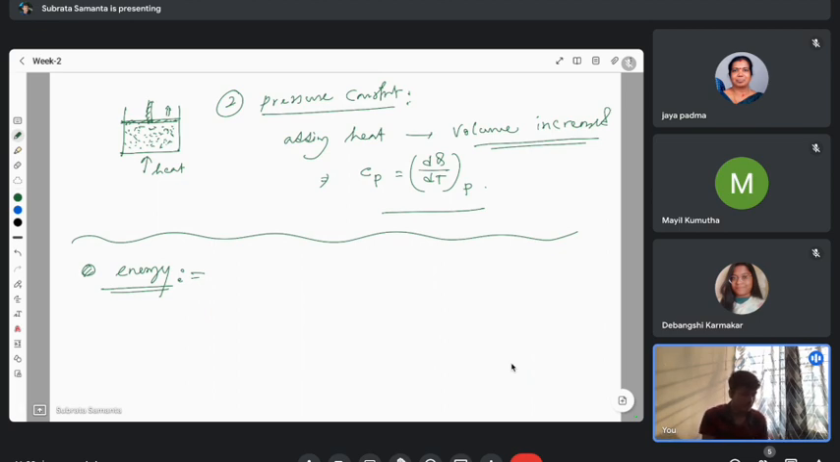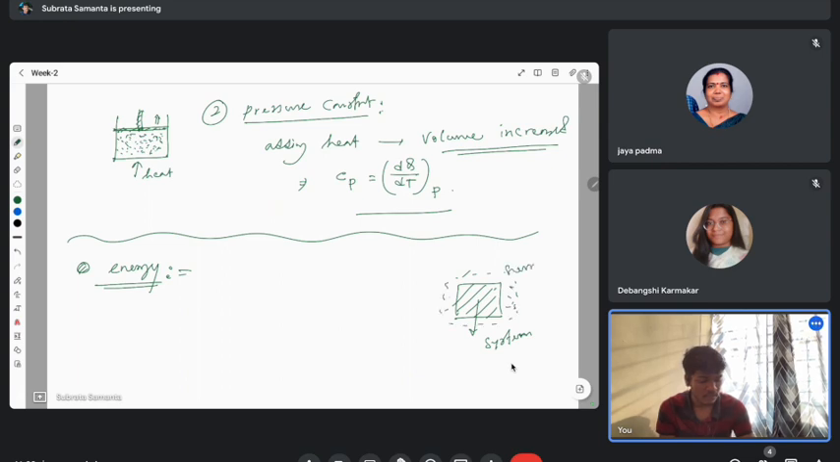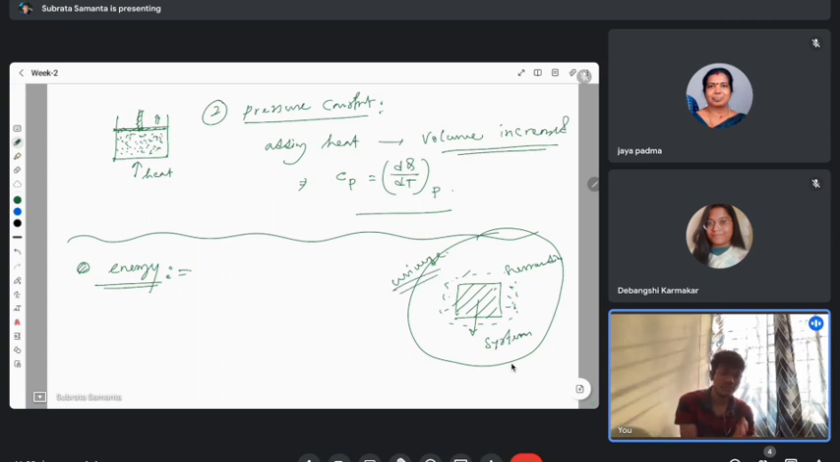So you know what the system is. In thermodynamics, we can define a system, that means the region we are interested in. Okay, it's called the system. Outside of this system is called the surrounding, and the whole is the universe. So the universe contains both system and surrounding.